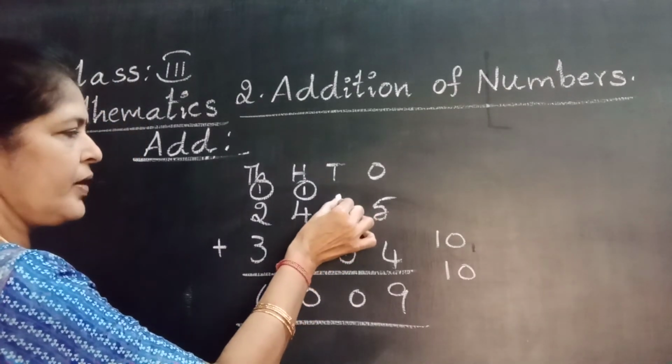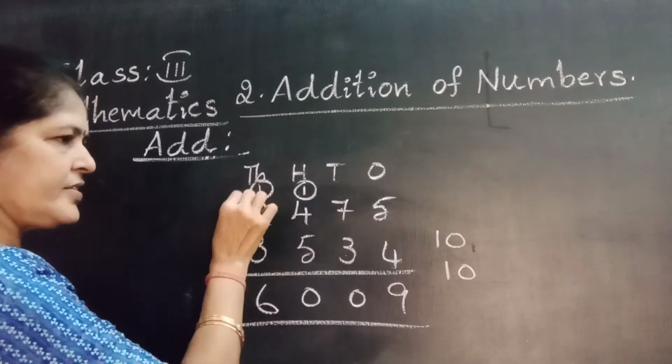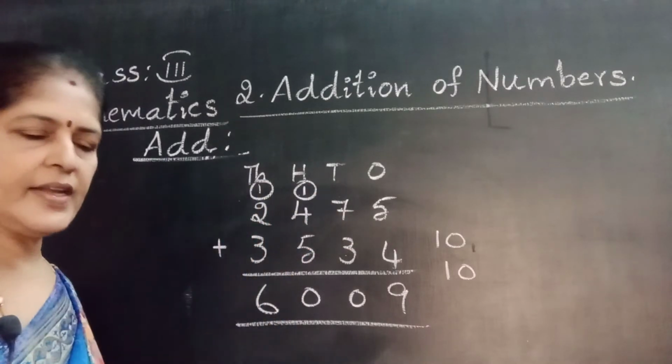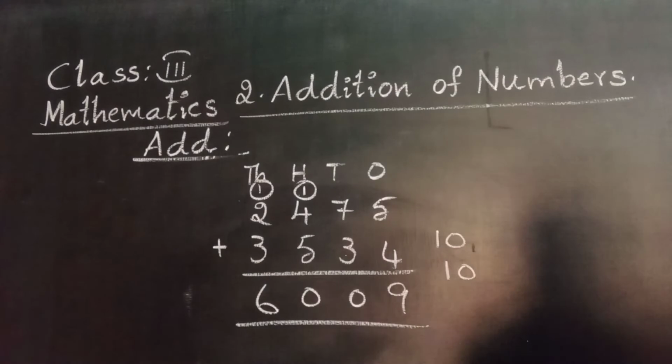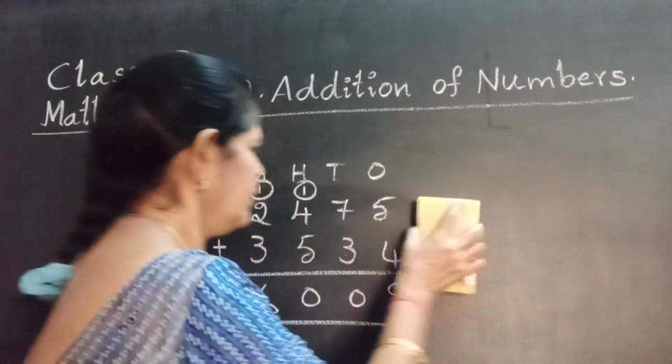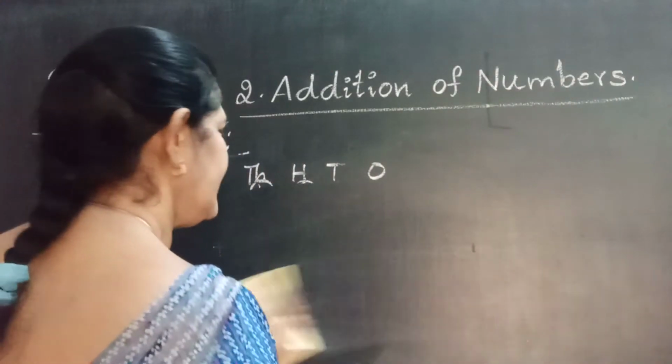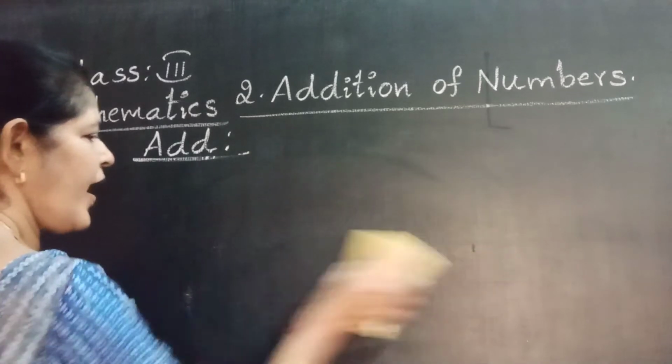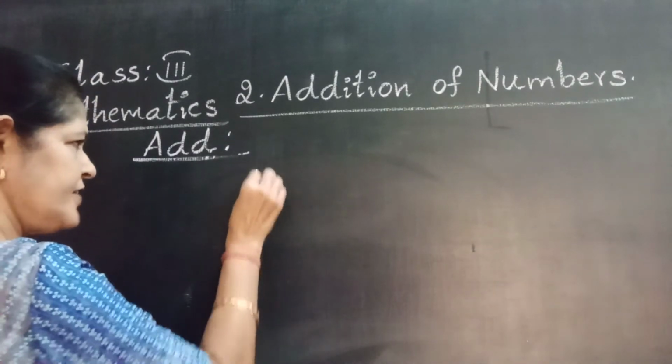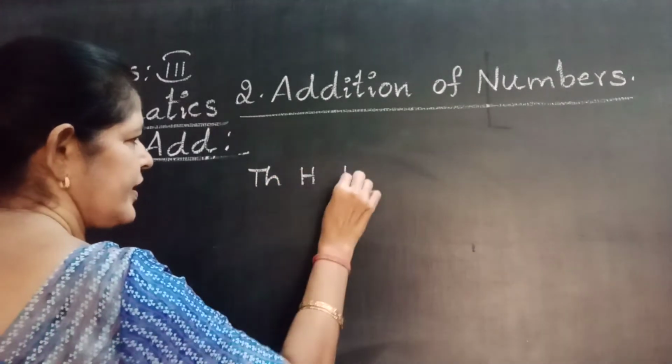Here is regrouping from tens to hundreds, hundreds to thousands. Understood? Next example. 4-digit numbers, 3 lines. We are going to add a 4-digit number with a 3-digit number, and a 2-digit number also comes.